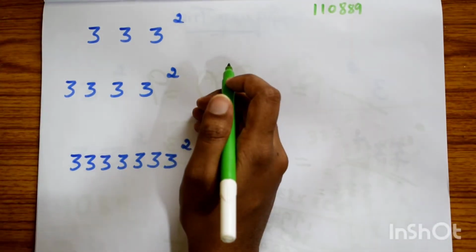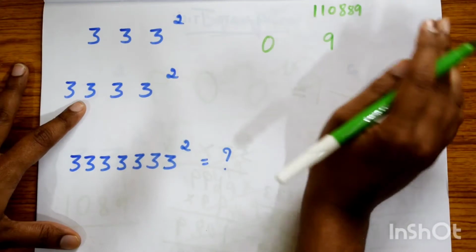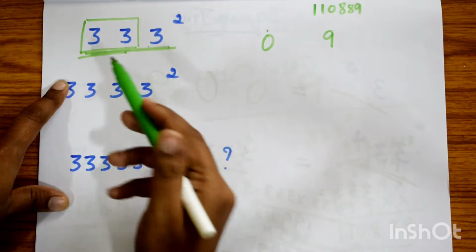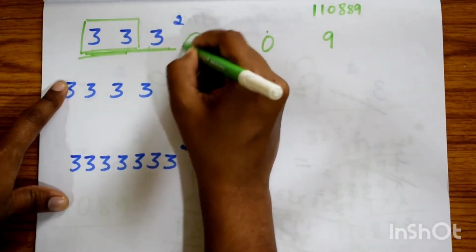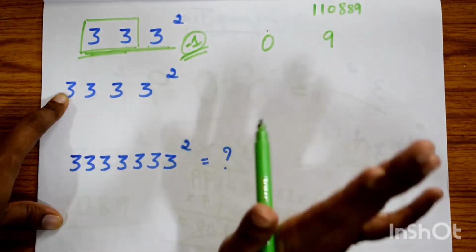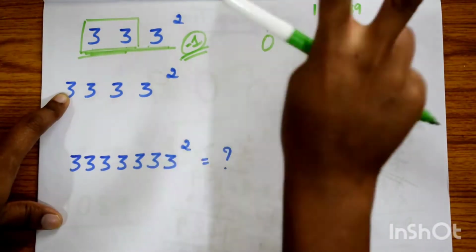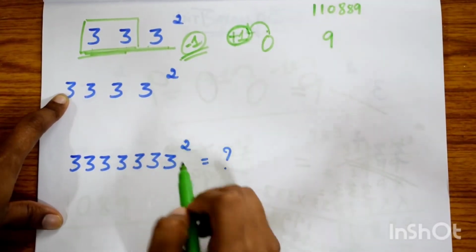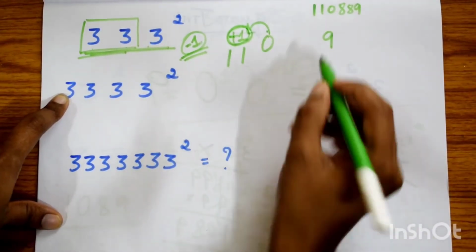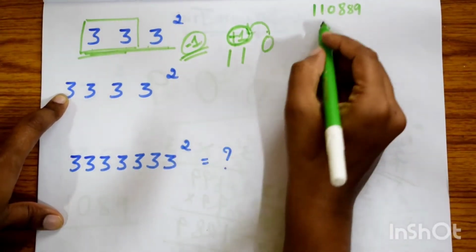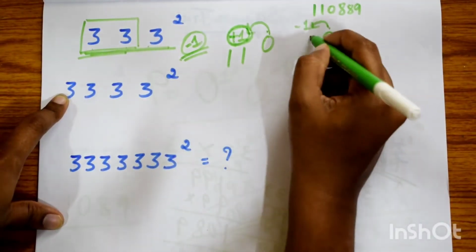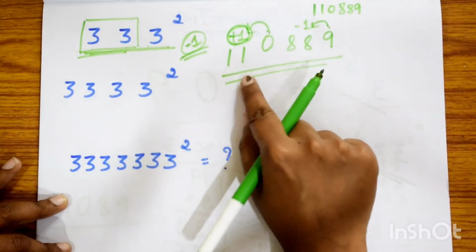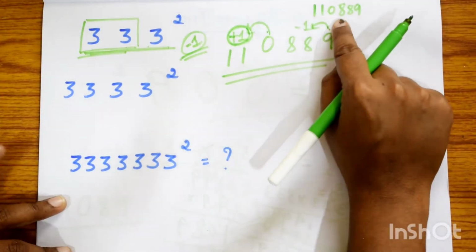What we have to do is 0, 9 is common. How many digits are there here? 1, 2, 3. 3 digits are there. So, minus 1 you do. We will count it as 2. And we will repeat the numbers 2 times. Which number? The plus 1 number. So, 1, 1. And here also we have to repeat 2 times. So, 9 minus 1 is 8. And we will repeat 8 2 times. And we will get the answer. See, compare this. 110889.